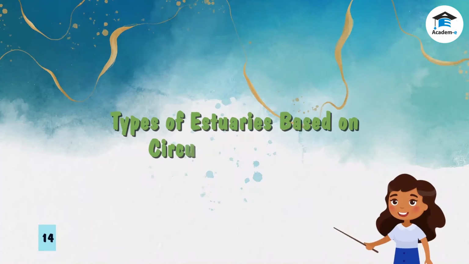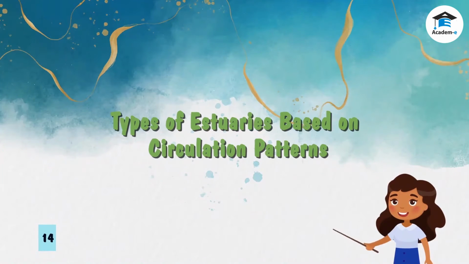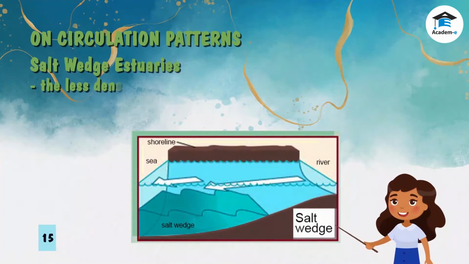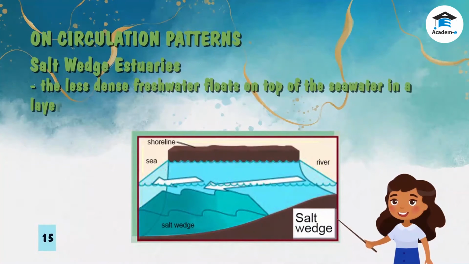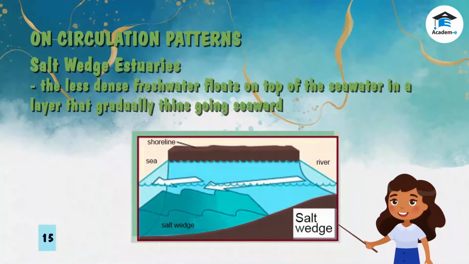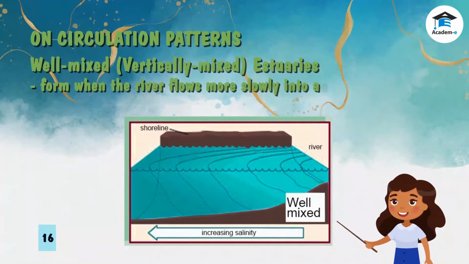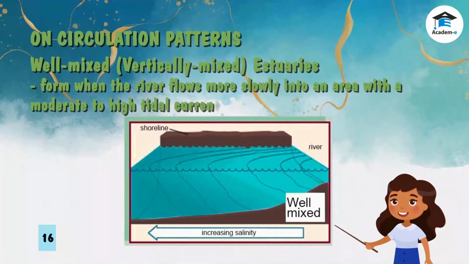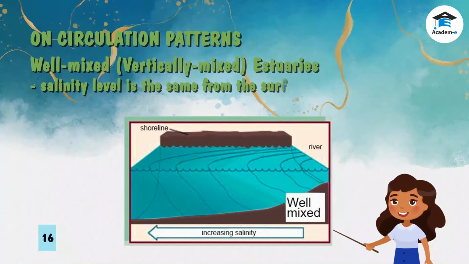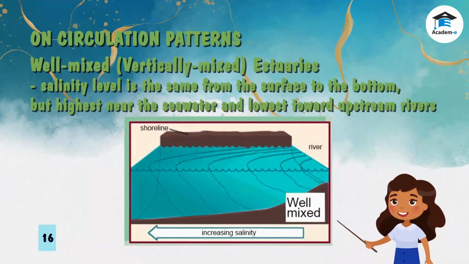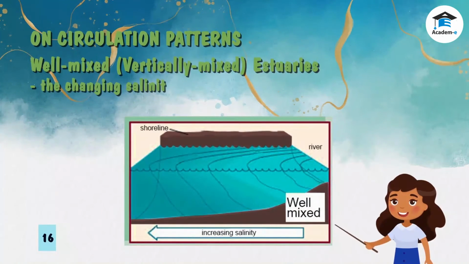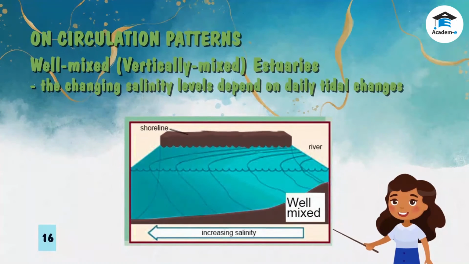Types of estuaries based on circulation patterns. Salt wedge estuaries. In these estuaries, the less dense freshwater floats on top of the seawater in a layer that gradually thins going seaward. Well-mixed, or vertically mixed, estuaries. Well-mixed estuaries form when the river flows more slowly into an area with a moderate to high tidal current or movement. The salinity level in these estuaries is the same from the surface to the bottom, but highest near the seawater and lowest toward upstream rivers. In these estuaries, the changing salinity levels depend on daily tidal changes.